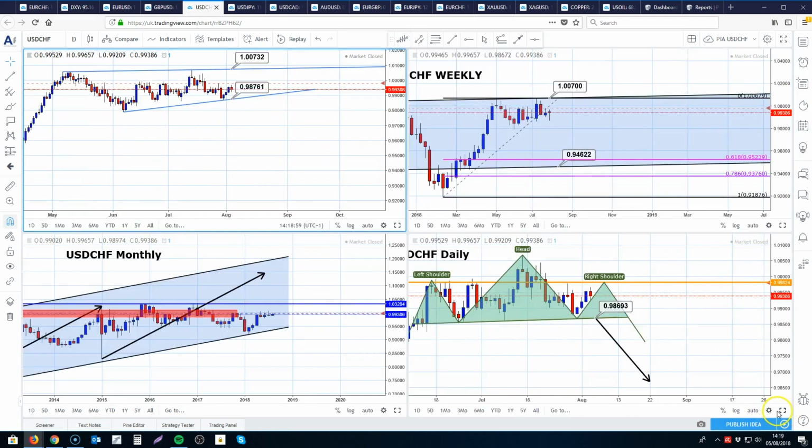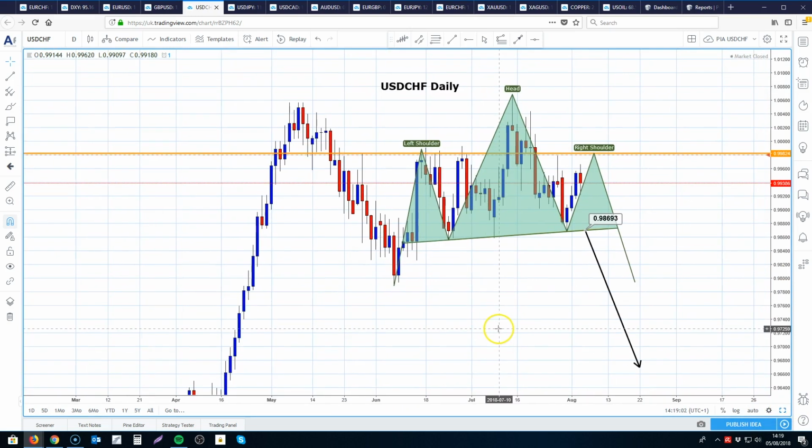If we go to this time frame, then we've got the possibility of a bearish head and shoulders formation, and actually our call at the moment is to sell dollar Swiss at 99.80. If we break the support, then the measured move target's down here around about 96.70.